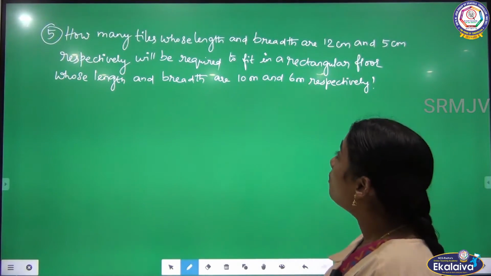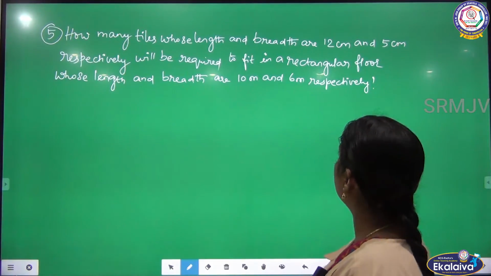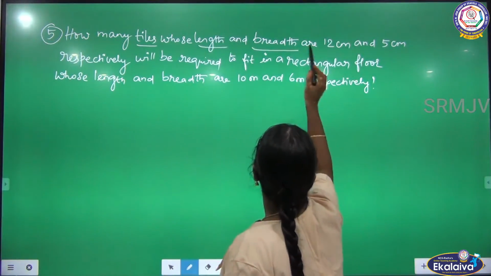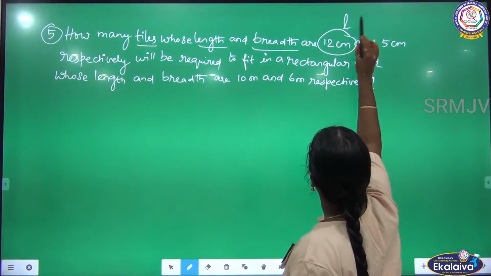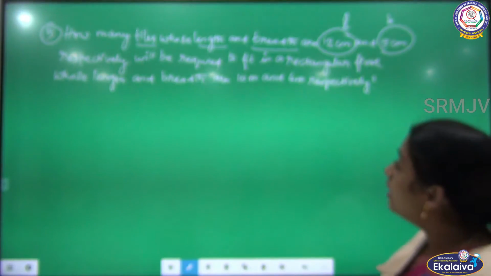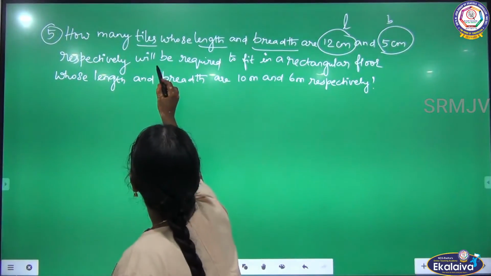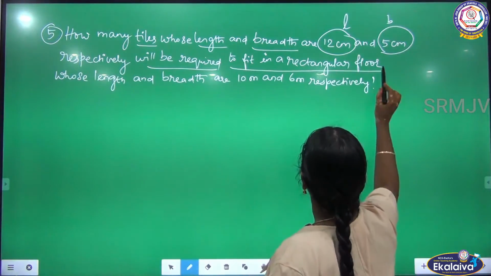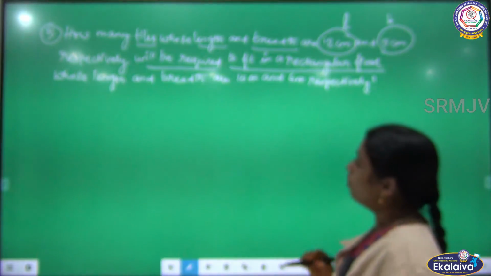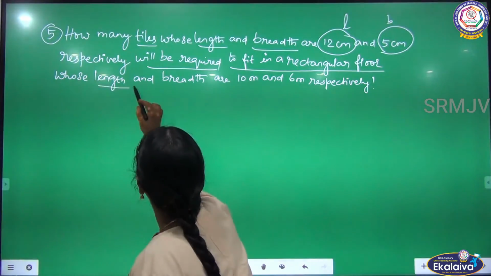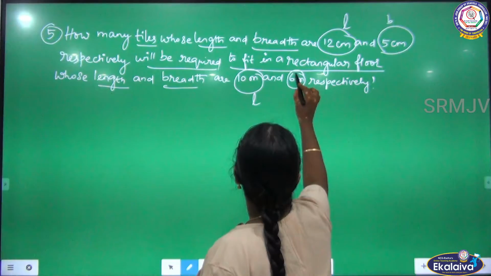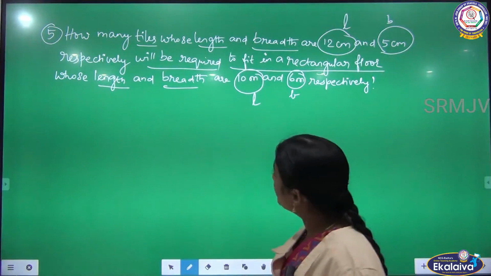Listen, how many tiles whose length and breadth, see, this is the tiles' length and breadth they are given. See, 12 centimeter is your length and 5 centimeter is your breadth. Okay, tiles. Now respectively will be required to fit in a rectangular floor. See, tiles to be fit in a rectangular floor, the floor length as well as the breadth. See, this is your floor length and this is your floor breadth. Can you understand this, children?